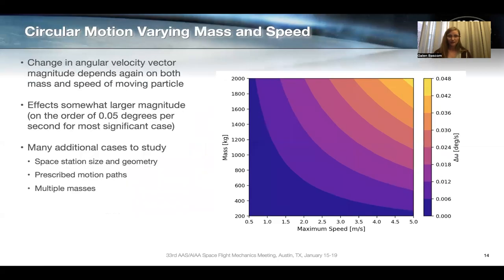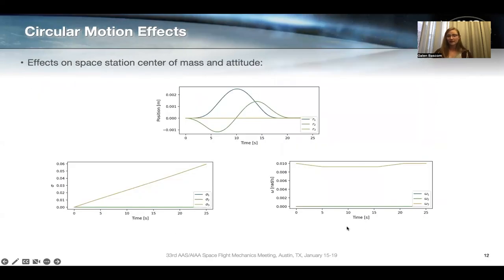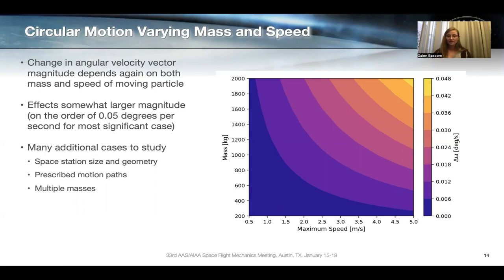For the circular motion, we looked just at that change in angular velocity. Of course, ending back up where you started, you could look at the position change at the peak, but we didn't do that. We just looked at this change in the angular velocity, which was bigger than it was for that linear motion, which makes sense again when you look at this case, which was the maximum case. You can clearly see that change in the angular velocity, and that depended in the same way on both the mass and the maximum speed.